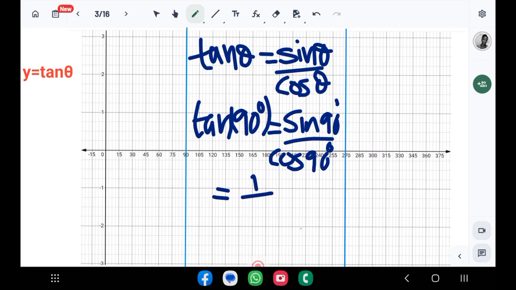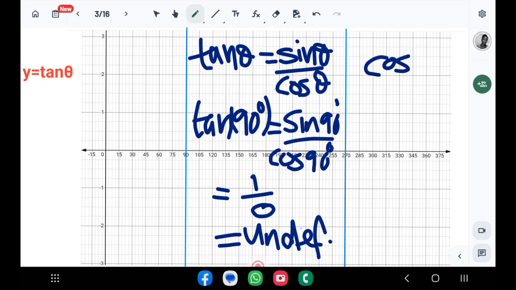Cos of 90 degrees gives you 0. Now you're dividing by 0, which makes the whole expression undefined, and that's why it's undefined. Same thing at 270 degrees. Cos of 270 degrees is equal to 0, which then makes your tangent undefined because of that part.